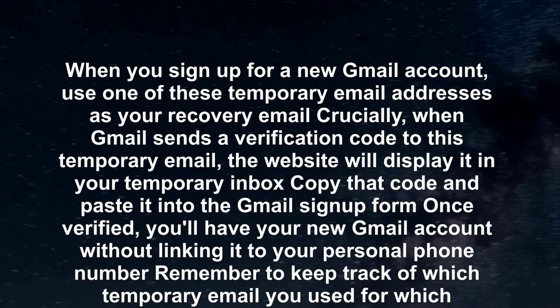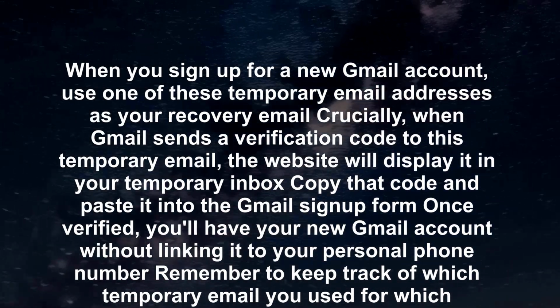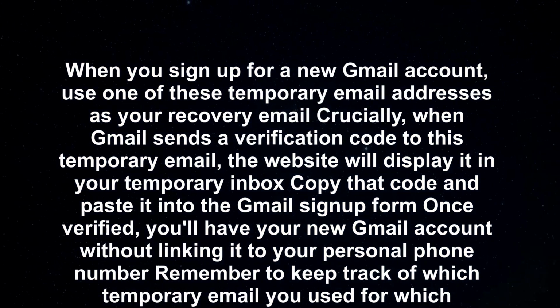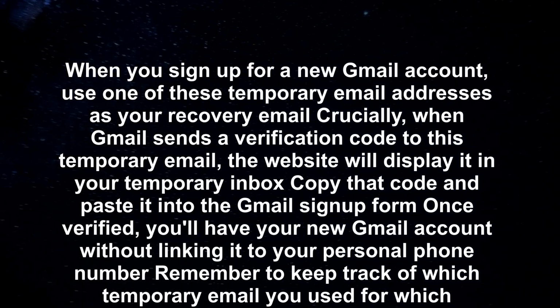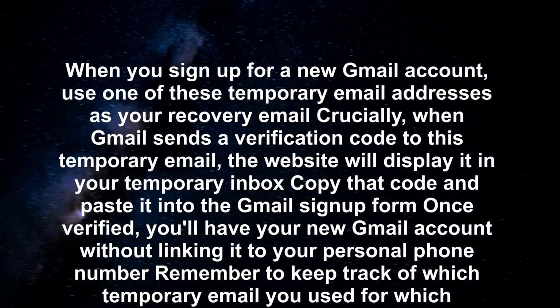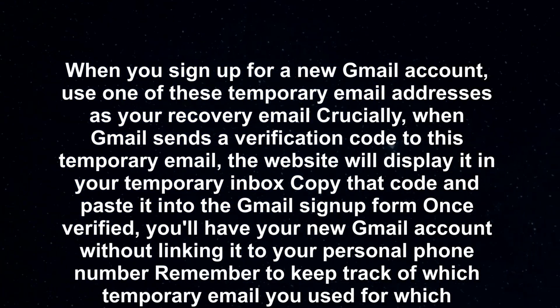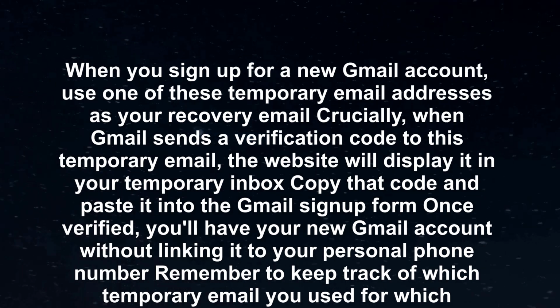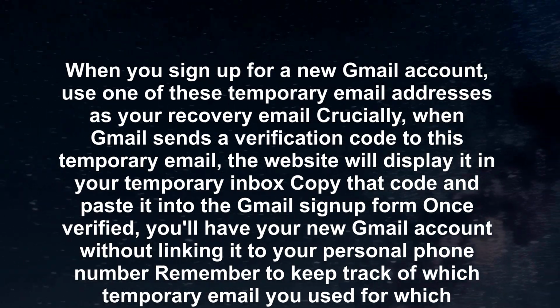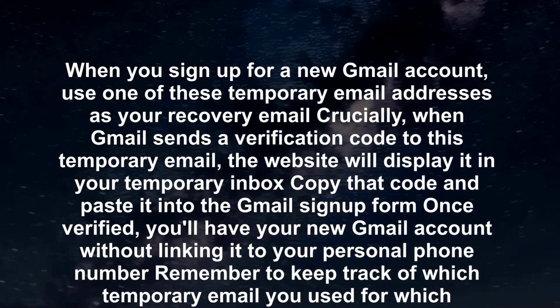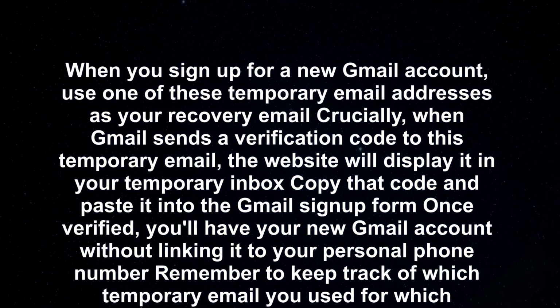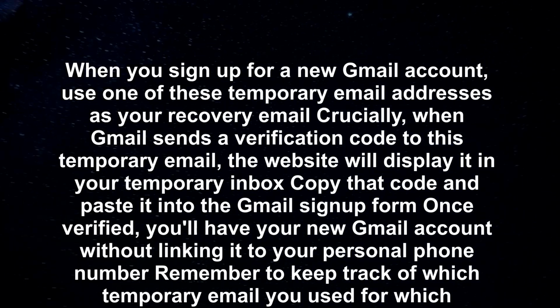email. Crucially, when Gmail sends a verification code to this temporary email, the website will display it in your temporary inbox. Copy that code and paste it into the Gmail sign-up form. Once verified, you'll have your new Gmail account without linking it to your personal phone number. Remember to keep track of which temporary email you used for which account, just in case you need to access it again within its validity period.